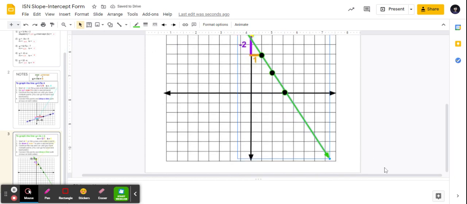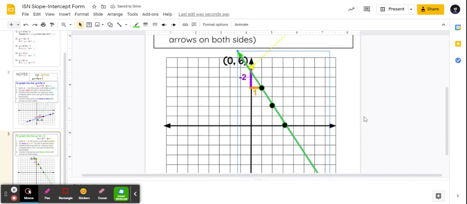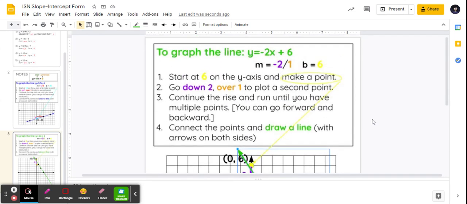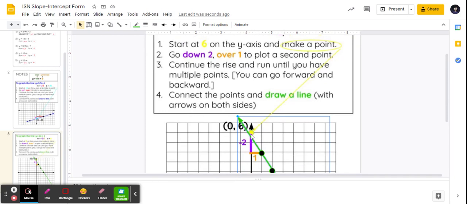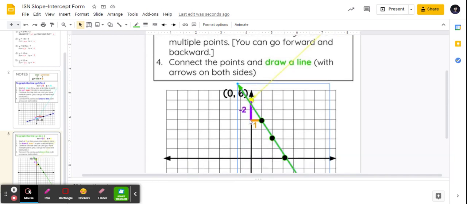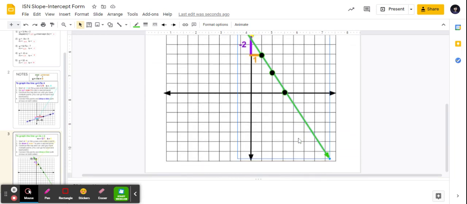So there we go. There is our green line, which represents the equation we were trying to graph, which is y equals negative 2x plus 6. Starts up here at the positive 6, and then goes down negative 2 over 1, negative 2 over 1, negative 2 over 1, and so on. And that's how we graph a line.